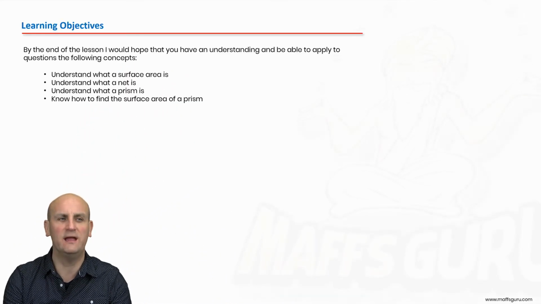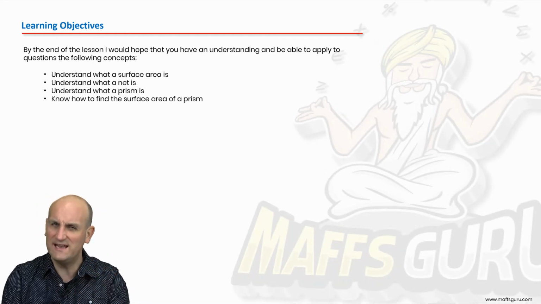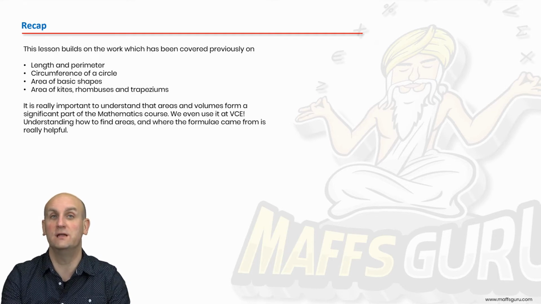So what are we doing today? Our learning objectives. By the end of this, we'll know what surface area is, what a net is, what a prism is, and how to find the surface area of prisms. That's obviously why you are watching.